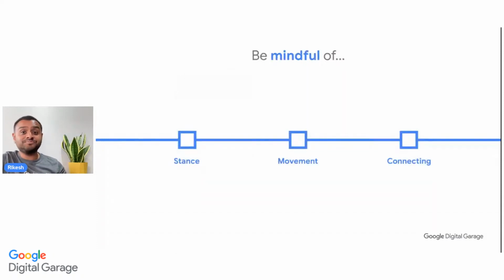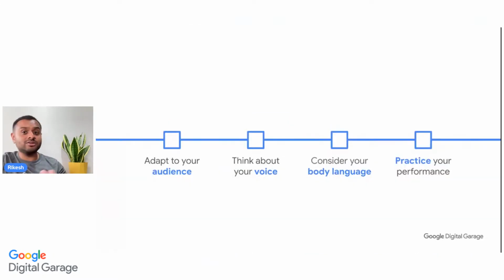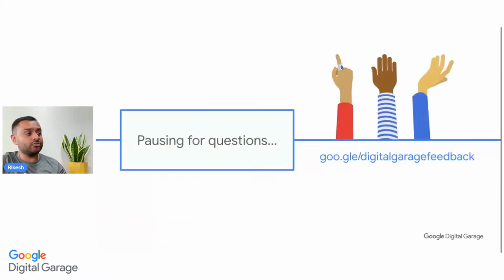Now, a few things to be mindful of: your stance, your movement as well, so how you're using your hands, and think about connecting. So I spoke about eye contact, both face-to-face in person, and online through the webcam as well. And the final thing is practice, very important. Practice doesn't necessarily make perfect, practice makes progress. So just to wrap up on presentation skills, we want to adapt to our audience, think about our voice, consider our body language and what it's saying, and practice as much as possible.